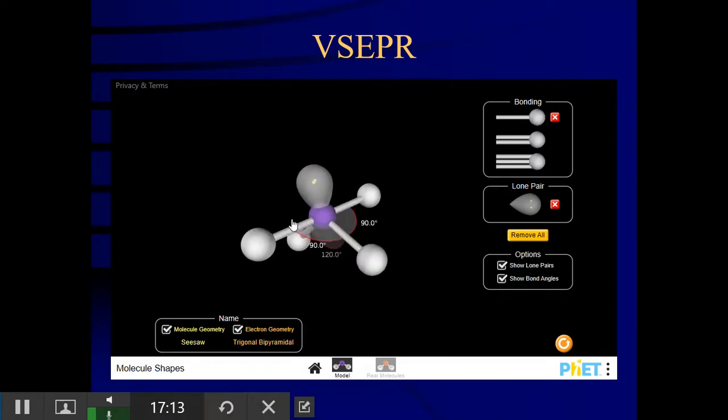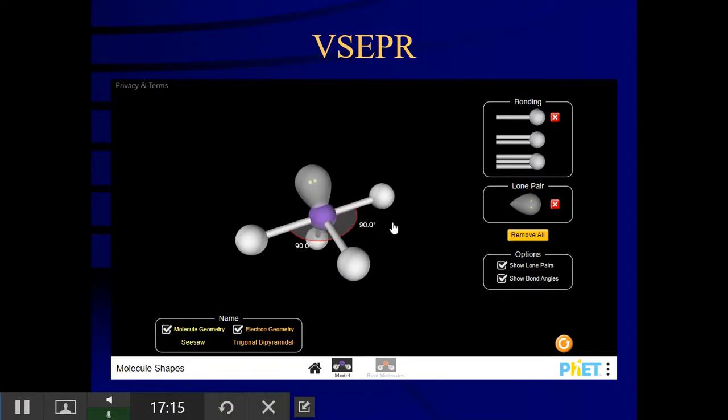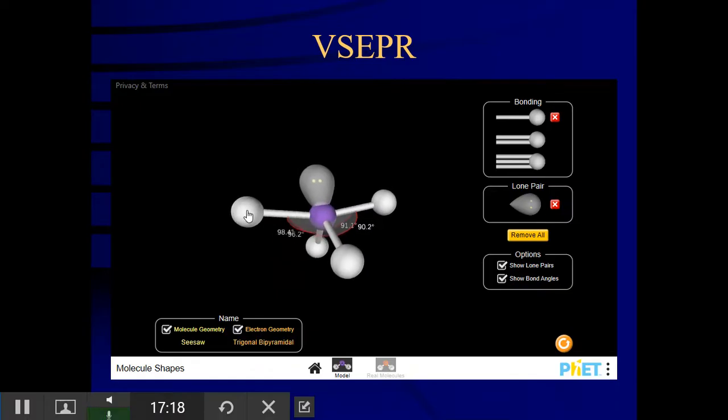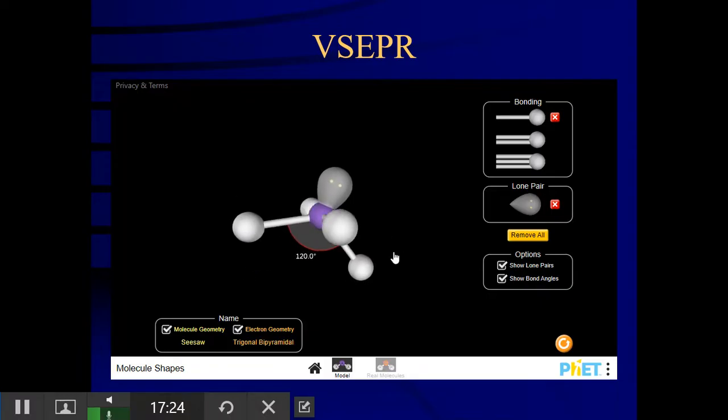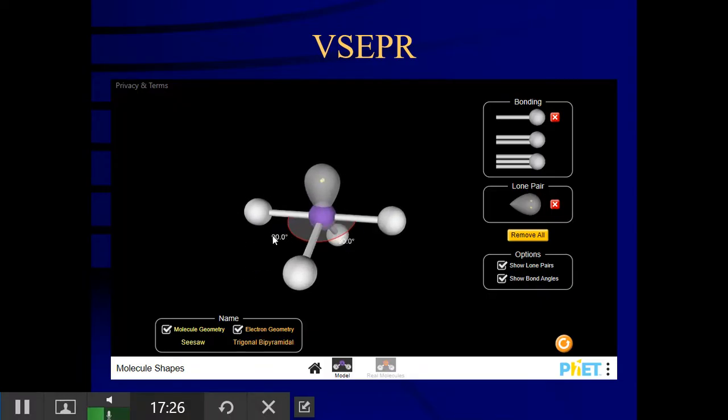Let me see if I can get this around so you can see it. Look, it's like a seesaw. Seesaw. Oh, that's all getting floppy. It's not working very well. But it is in the shape of a seesaw. And all you need to say for the angles is slightly less than 90, slightly less than 120, because it's coming from the electron domain of 5.